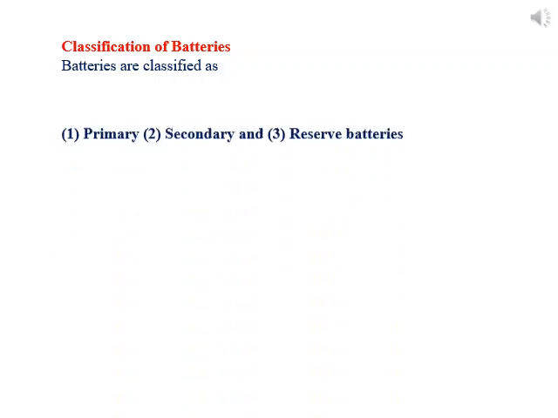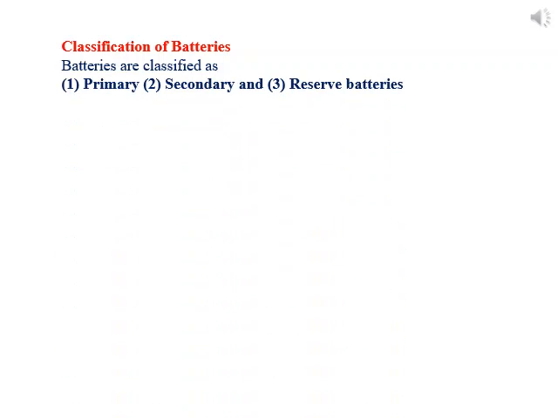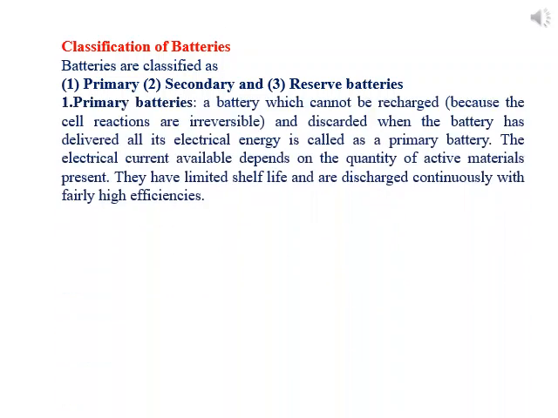Classification of batteries. Batteries are classified as primary, secondary, and reserve batteries. What are primary batteries? A battery which cannot be recharged, because in this case the cell reactions are irreversible and they are discarded when the battery has delivered all its electrical energy. Such type of batteries are called as primary batteries.